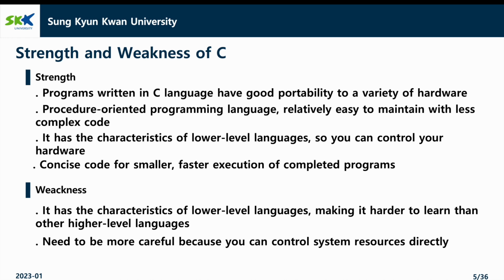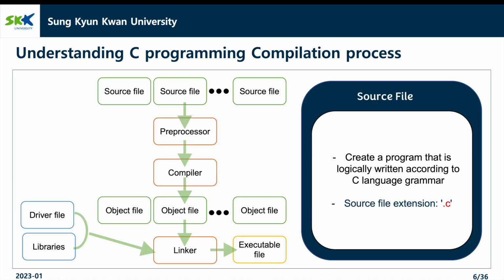At the same time, however, it has the characteristics of lower-level languages, making it harder to learn than other advanced languages, and the system resources can be controlled directly, so you need to be more careful. Programming refers to the process of writing a specific program using a programming language in an algorithm with a purpose. Programs created in this way must first be converted to executable files before they can run.